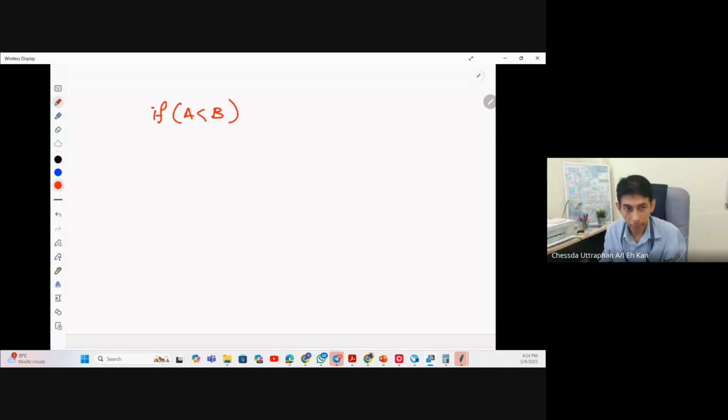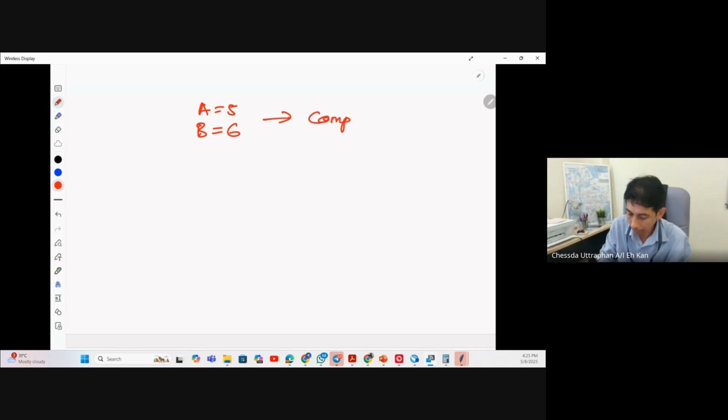How does the system compare numbers? Like for example, if we have a equal to 5, b equal to 6, how do we know that 6 is greater than 5, or b is greater than a? The answer is by using comparator. Now, what is the idea? How to compare number? The idea is easy. To compare number, we use subtractor.